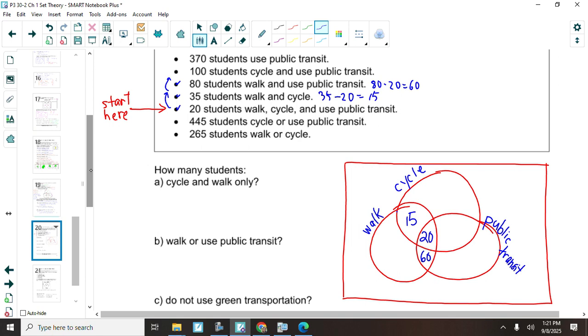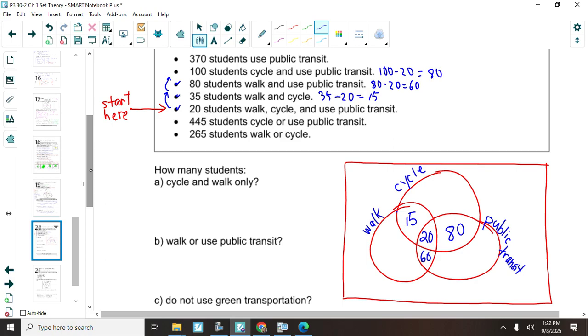Okay, so now we have 100 students who cycle and use public transit. Okay, so for cycle and public transit, here's my intersection, here's my eyeball, and I have 100 altogether, and I'm going to subtract what's already there. That's where we got the 80 from. Okay, so you guys rocked when you did that.